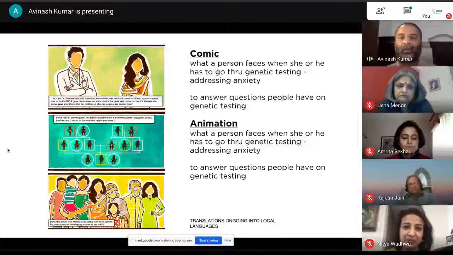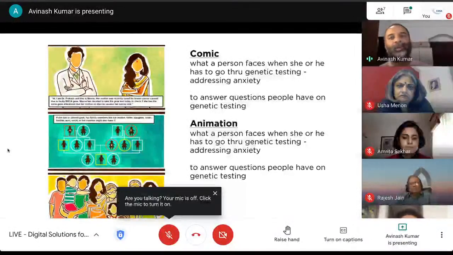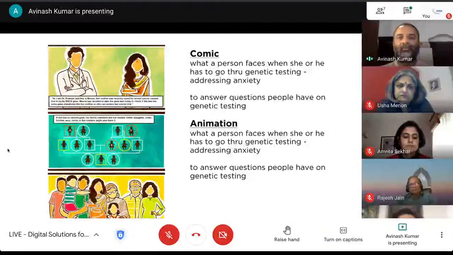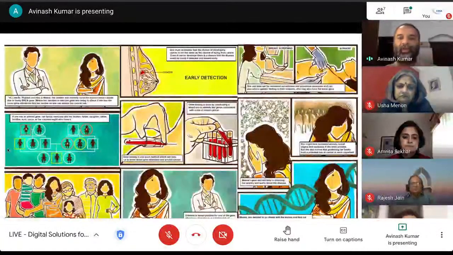We made a comic that helps you understand what a person might go through when they need to go through genetic testing, addressing anxiety, helping people understand the science behind it in a simple manner, and also to answer everyday questions that a lot of people have that have come up in our research. We also made an animation which answers similar issues, but also goes deeper into the science of genes themselves.